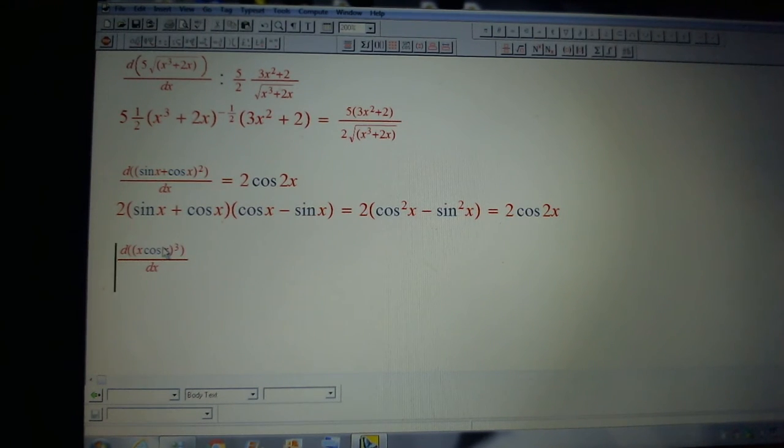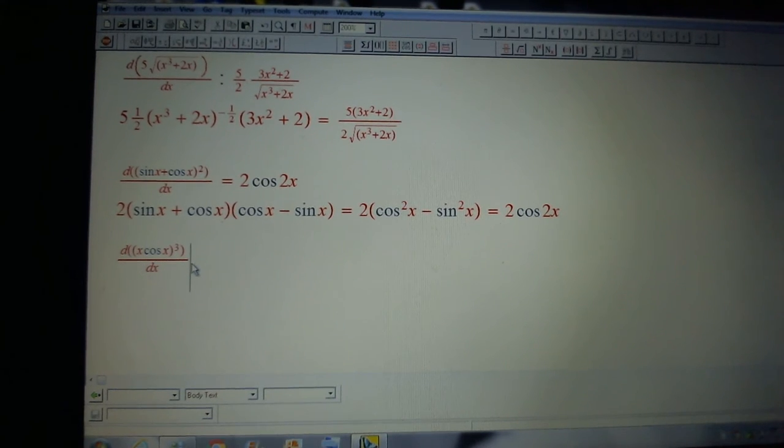All right. So this one says derivative, I've got a quantity to the third power, and inside that quantity is, sorry, inside that quantity is a product. So I've got a product inside of a chain. I've got something to a power, but the something is itself a product. Well, let's see if we can figure this one out. I think I see what to do.